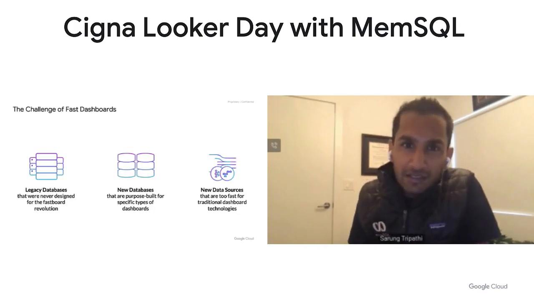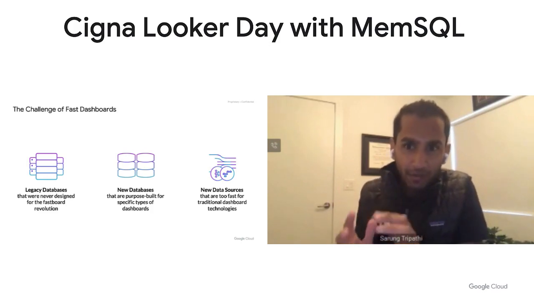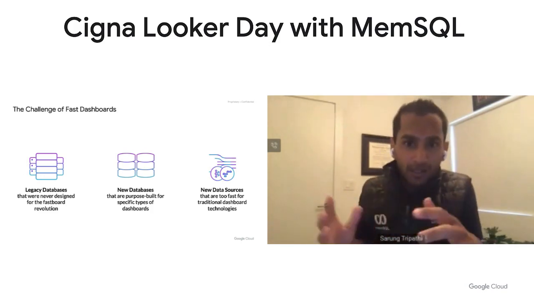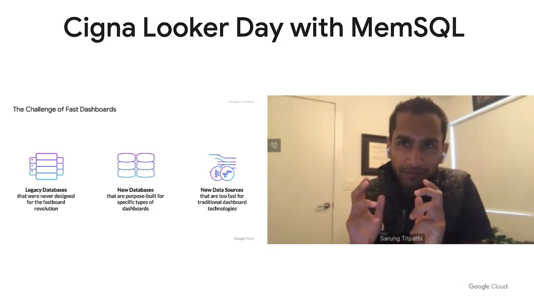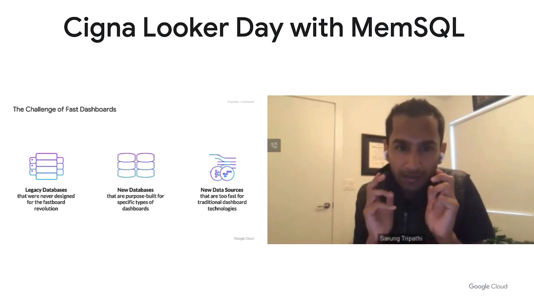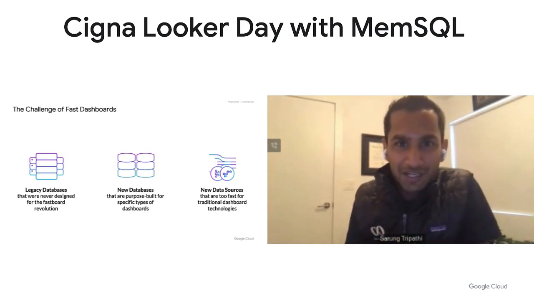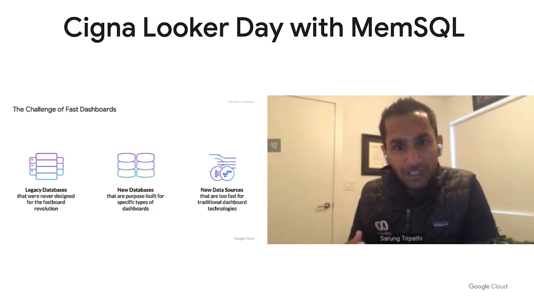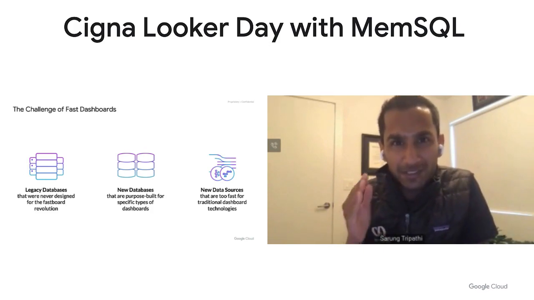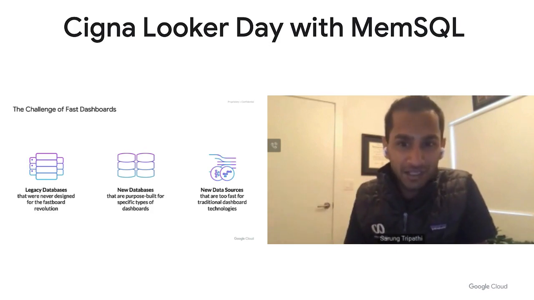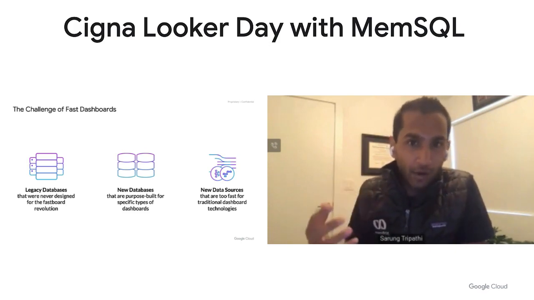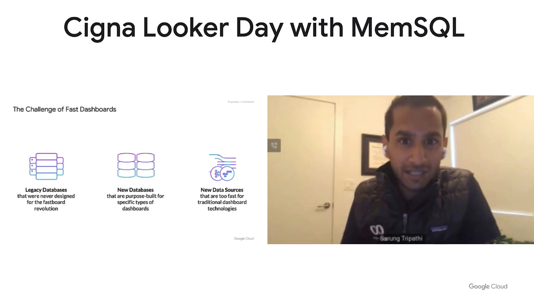Now, the challenges that we see in our customer base, specifically around dashboards, with our partnerships with Looker and others, is that a lot of dashboards typically are slow, either because they're based on legacy databases that were never built for fast dashboards, as we call them here at MemSQL, or they're built on top of new databases that are purpose-built specifically for certain types of dashboards, or they just have new data sources that are too fast for traditional dashboarding technologies. And that's where newer age dashboarding technologies like Looker come into play.